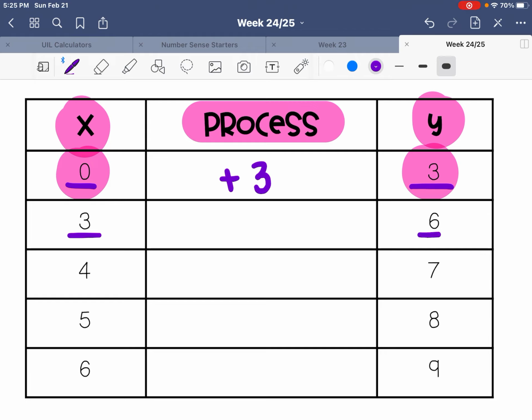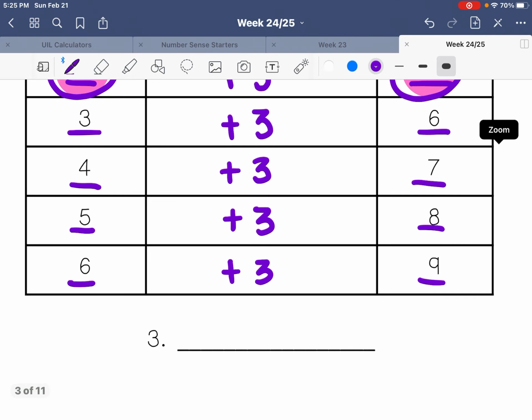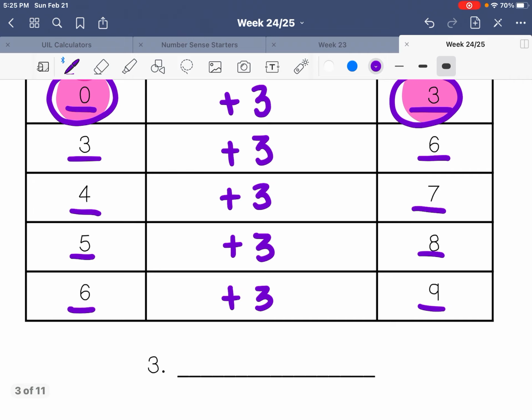So to go from 3 to 6, oh, that's the same. It's adding 3. To go from 4 to 7, again, the same, adding 3. To go from 5 to 8, again, adding 3. To go from 6 to 9, again, adding 3. Another way to tell that this is not a multiplicative relationship, because in a multiplicative relationship where x is 0, y will also be 0. And in this case, that's not true, so that can't be a multiplicative relationship. All right, because you can't multiply something by 0 and get a number. It's always going to equal 0.